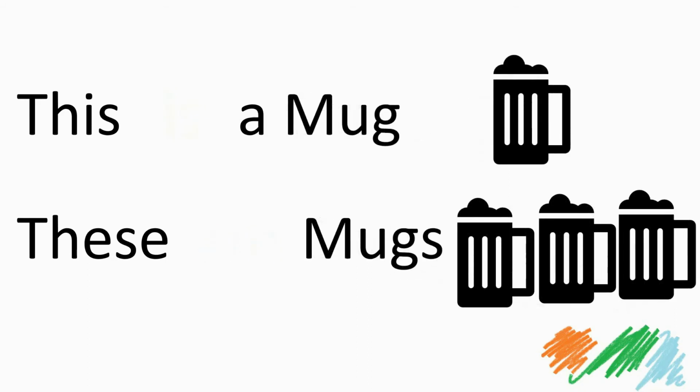So now this is a mug, and a mug is not an animal, a mug is not a person, it is a thing. So this is a mug because we only have 1 mug in the first line. And these are mugs because we have more than 1 mug. How many mugs do we have here? We have 3. So that is why we are using are.